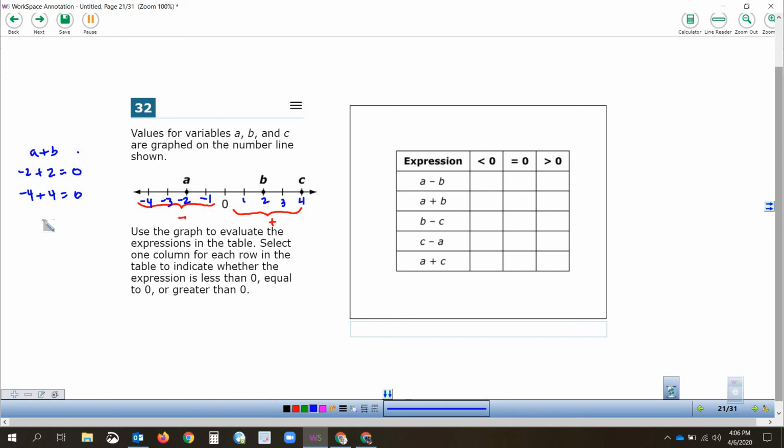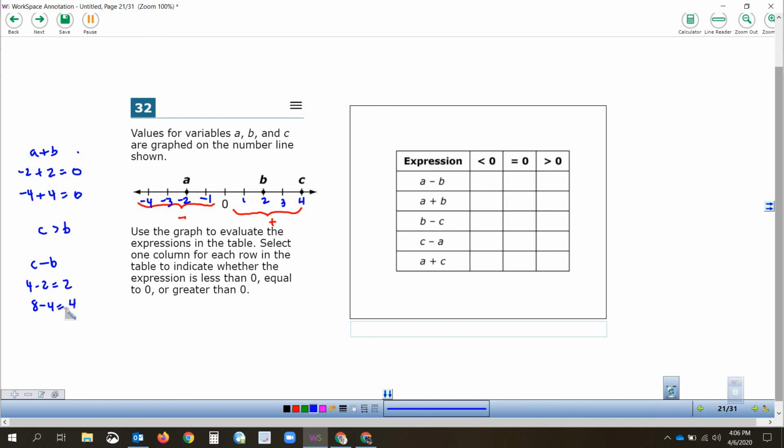And we also know something else. We know that C is greater than B. C is bigger than B. So if I subtract C minus B, like if I did 4 minus 2, what kind of number do I get? I get a positive answer, right? Again, if I did 8 minus 4, what kind of answer do I get? I get a positive answer. So again, we don't know for sure those are 2 and 4, but if they are, guess what?